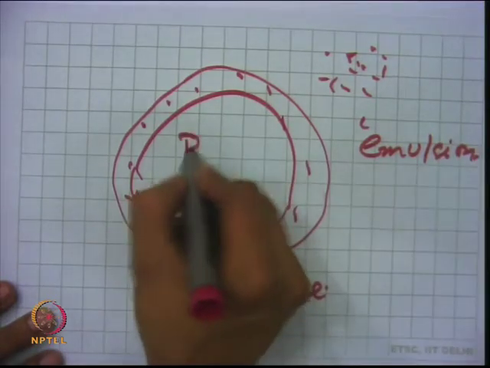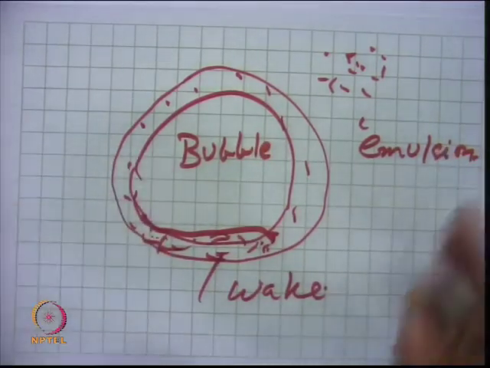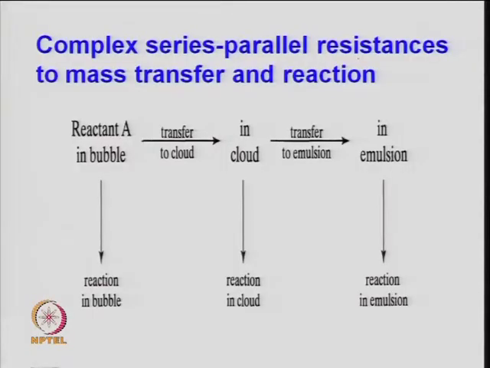So, this is your bubble and this is your emulsion, when I say a two phase model. And this is the complex series parallel resistance to mass transfer. So, when you have a packed bed reactor, you can easily eliminate these mass transfer resistances, but in a system like a fluid bed reactor, it is not easy to eliminate them. So, one needs to control them, but if it is a plug flow, of course, we can minimize them under the plug flow condition. So, basically a complex series parallel resistance to mass transfer and reaction.